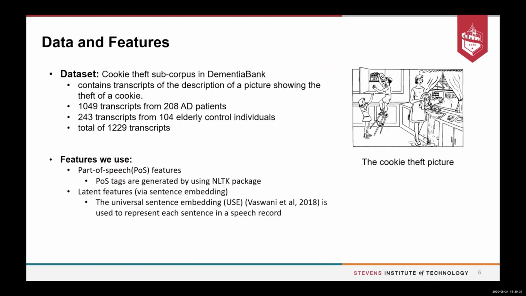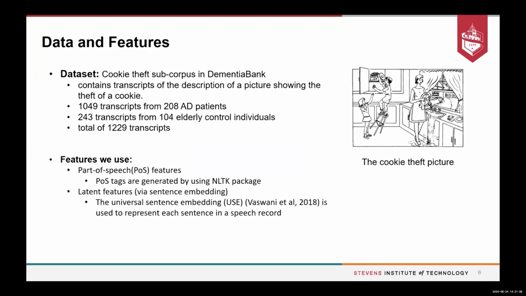Here are the dataset and features we use. Like I've mentioned already, we use the cookie theft subcorpus in DementiaBank. This sub-dataset contains transcripts of the description of a picture showing the theft of cookies. 1,049 transcripts from 208 AD patients, 243 transcripts from 104 control individuals, a total of 1,229 transcripts.